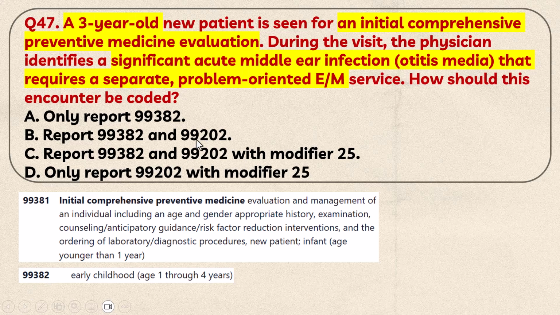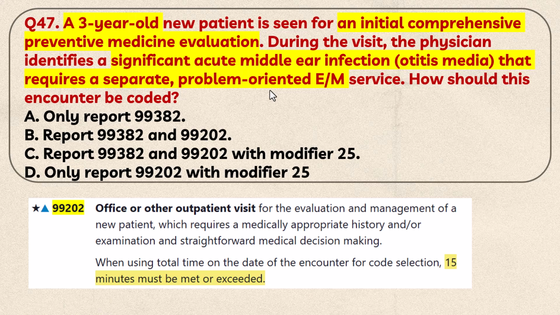But here another procedure is done, that is significant acute otitis media infection that required a separate problem-oriented EM. For in that scenario, you had used other code, that is 99202. It's for office or other outpatient visit for evaluation and management of a new patient, which requires a medically appropriate history and examination and straightforward medical decision making. As otitis media is a straightforward one, it's a straightforward medical decision making, so you can use this code.